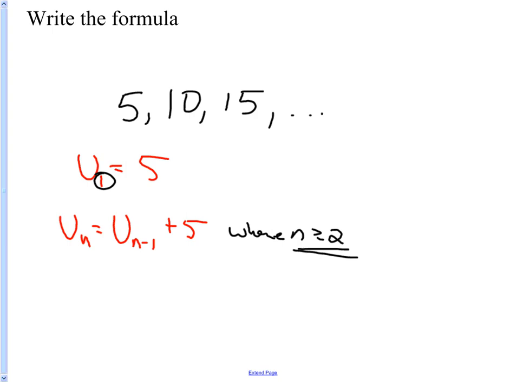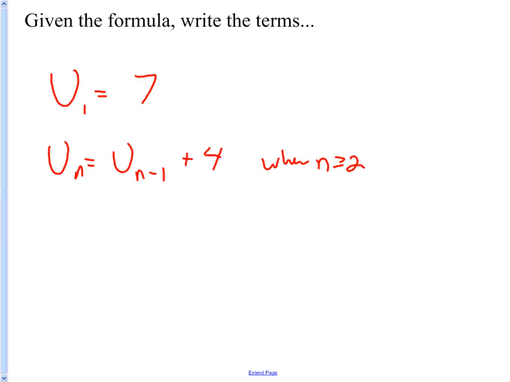All right. Given a formula, like if I said, here's the formula, tell me what the first few terms are, these are even easier. So what's the first few terms? 7, and then what? Add 4 here, so you got 11, and then that's all there is to it. Those will be really easy.